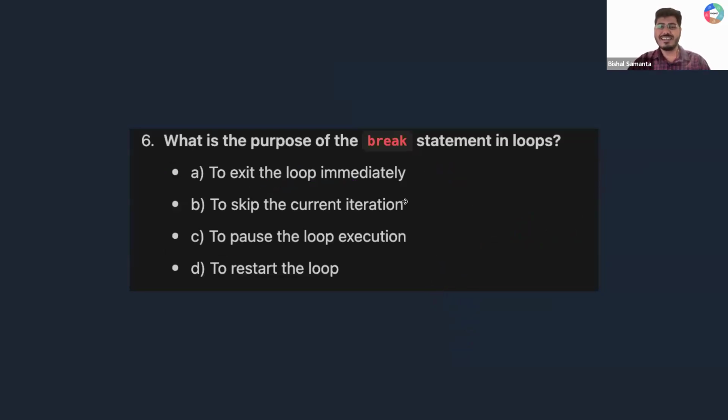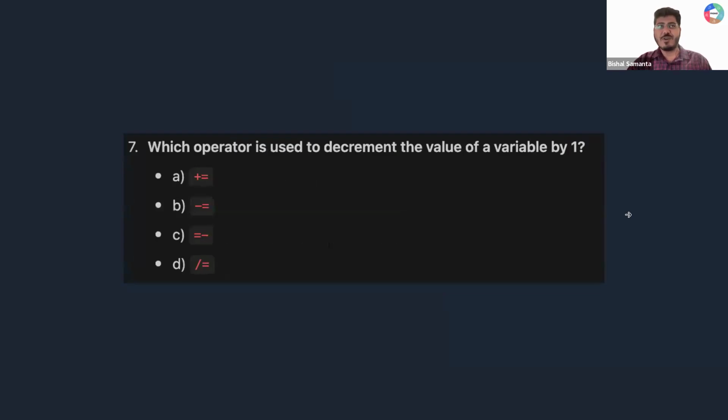Sorted? Okay. Which operator is used to decrement the variable value by 1? The plus ones are for incrementing, so definitely those will not be the answer. This one is for dividing, so not the answer either. It is either this or this. Which one is correct? Minus equal to is correct, so B is the correct answer here. Cool. Sorted?